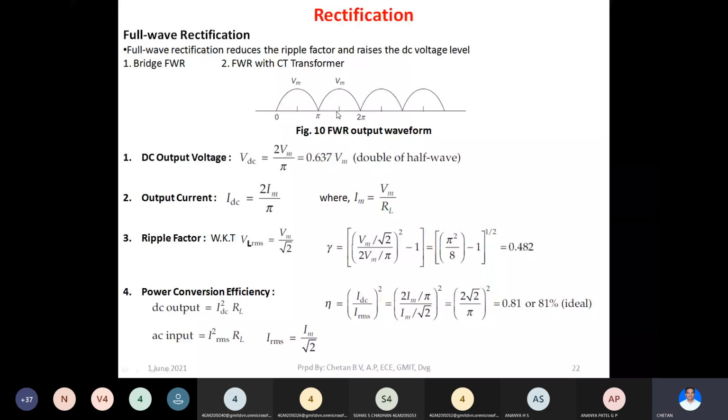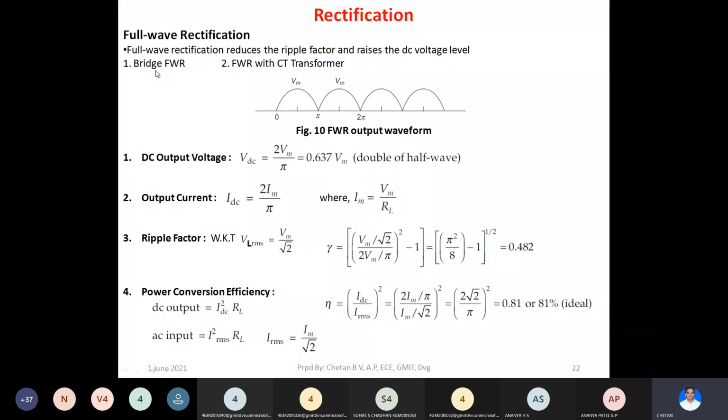One important thing in this full wave rectifier is that it will reduce the ripple factor to a maximum extent, and it will raise the DC voltage level. That's why we go for full wave rectification. Depending on the number of diodes used in full wave rectification, we classify them into two types. One is the bridge full wave rectifier. The second one is the full wave rectifier with center tap transformer.